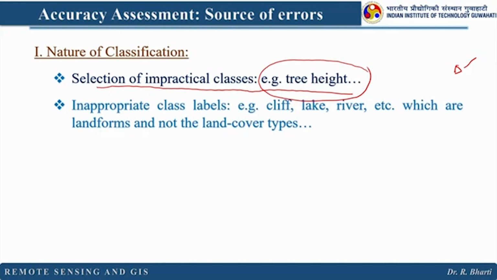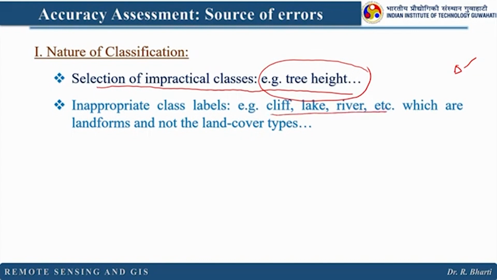Inappropriate class labels like cliff, lake, river, etc., are landforms and not land cover types. So, it is very important to label the class appropriately, because you will be using the same nomenclature in the whole classification, and subsequently you will be able to compare with the earlier result. In that case, inappropriate class labeling will introduce error in your classification.